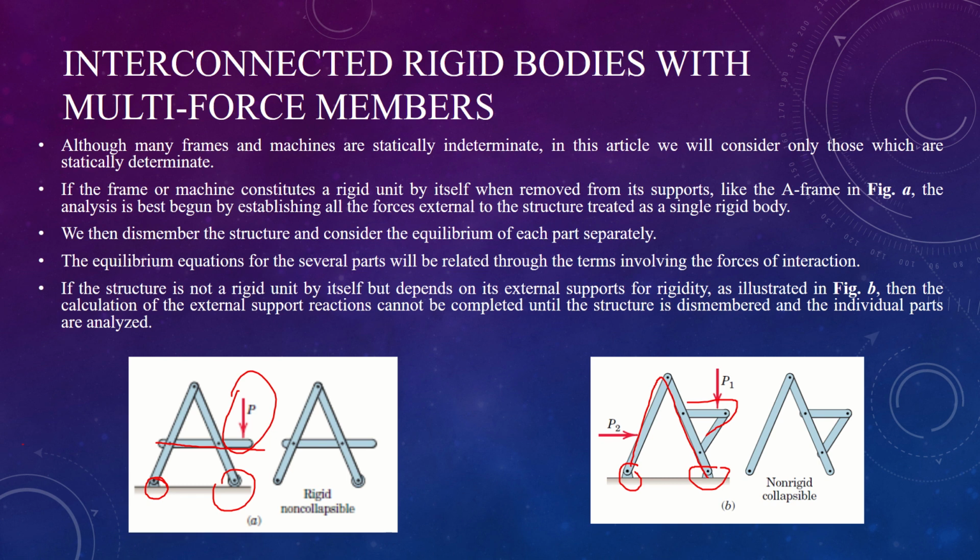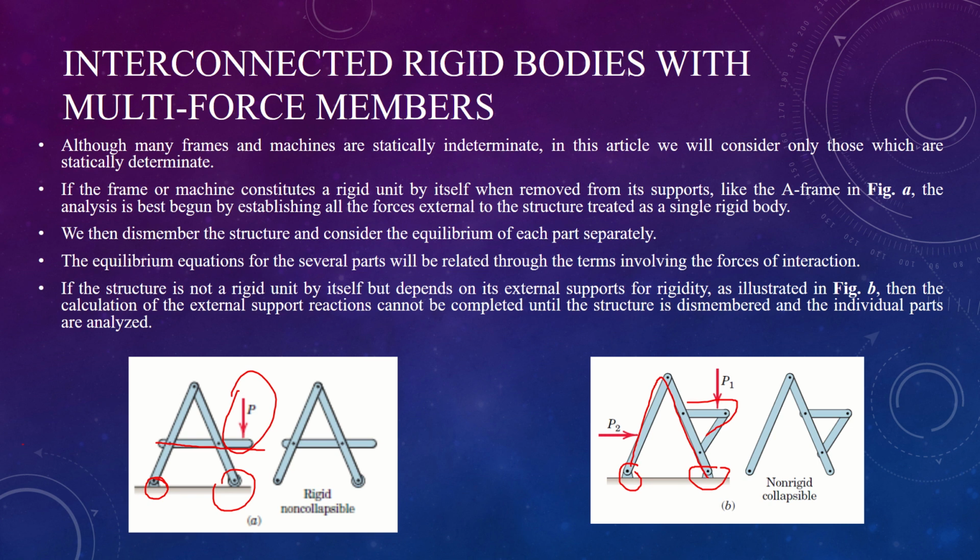Simply put, if you look at figure A, the member connecting the two limbs, if you remove the force P, the structure itself is going to be rigid. It's a non-collapsible structure because force P is not changing anything about the rigidity of the structure. But in B, P is affecting the rigidity. When you remove it, it is going to collapse. It's going to act like scissors.